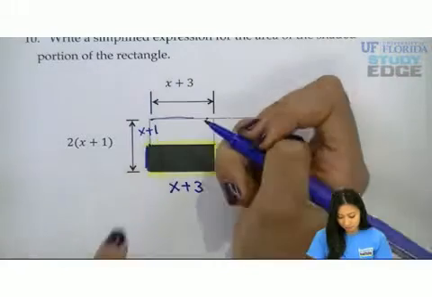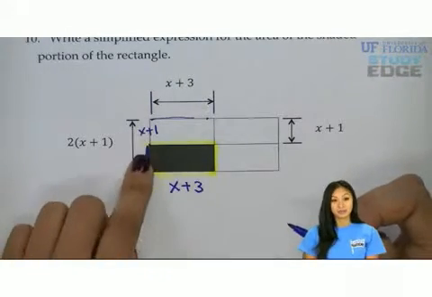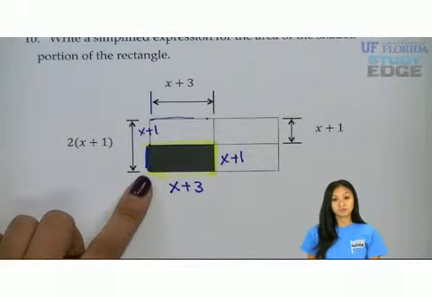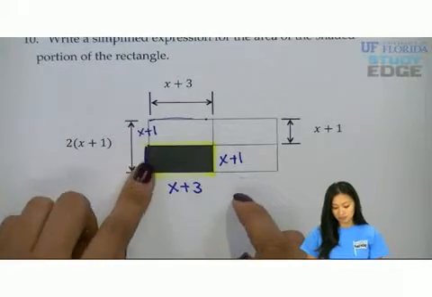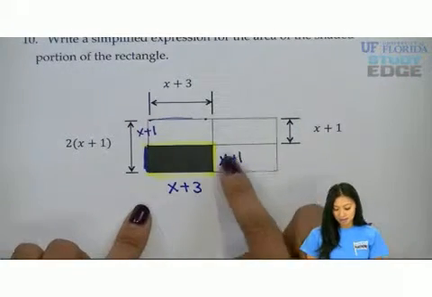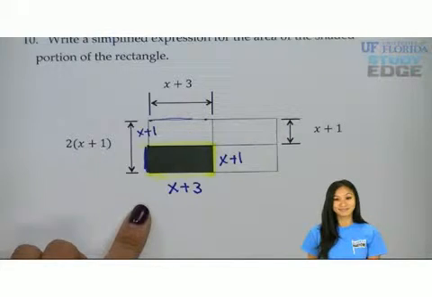There you go. And this is already x plus 1. So this side is x plus 1. So there's 2 of them, right? So that's telling you this is also x plus 1. See? This is x plus 1 and x plus 1. So there's 2 times in total. So if this is x plus 1, this side must also be x plus 1.